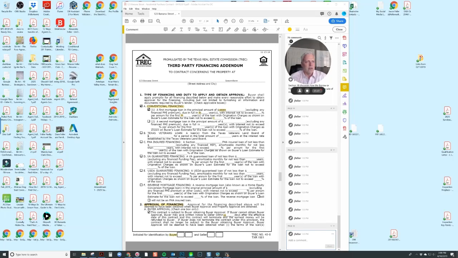Then you've got the other types of financing down below that one, depending on what you would want to choose. And then part 2 or paragraph 2 is approval of financing. And you can check this box if this whole contract is subject to the buyer obtaining financing. And then how many days are going to be negotiated to be allowed for that buyer to get a full approval. And these are things that change in each contract.